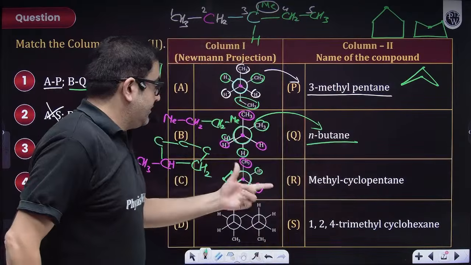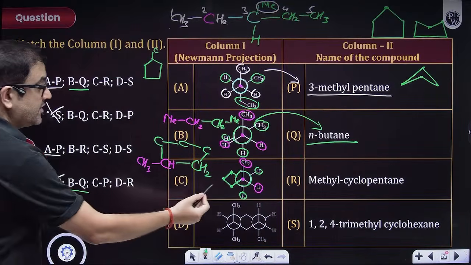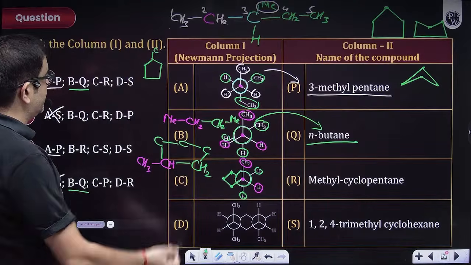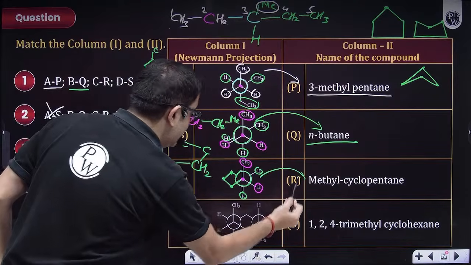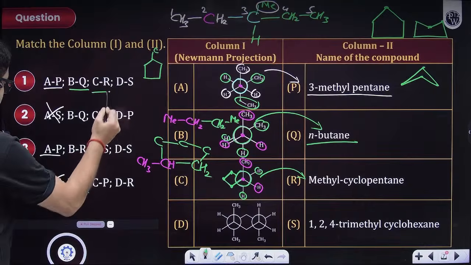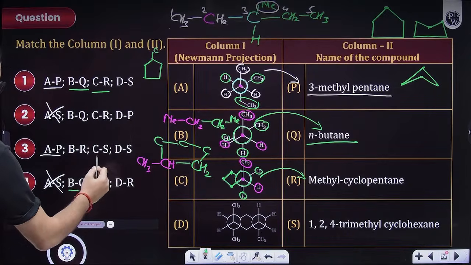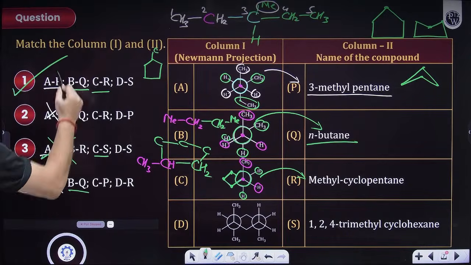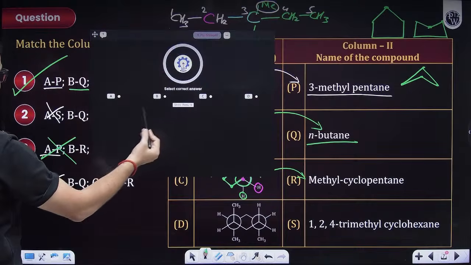Now, sir, we got this also. That means this is methylcyclopentane. So methylcyclopentane has an R, that means C is R, C is S. So this is also gone. So you have definitely got your answer. And that's why I said, beta, 50%.